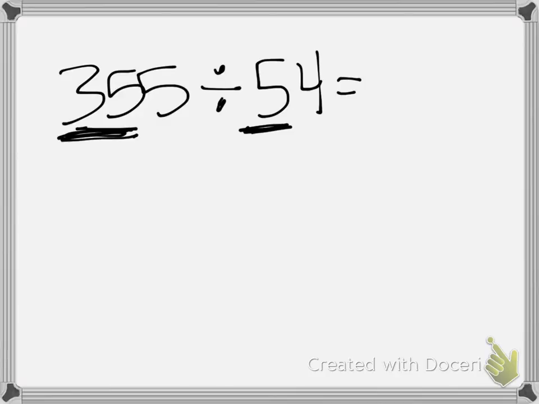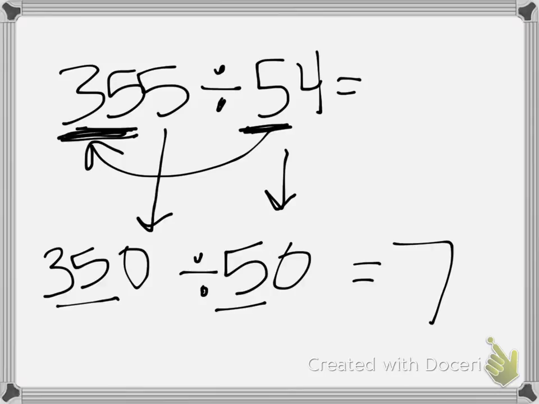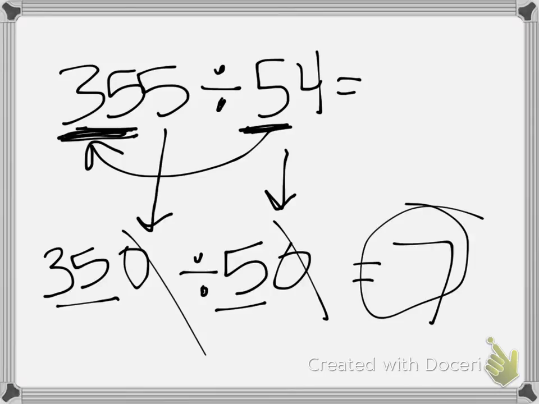And I'm going to say that you switched this to 50. And I'm going to say that you said, well, 5 can already go into 35. So let's just keep that 35 and make this a 0. 5 can go into 35 how many times? 7. And the zeros cancel out. So your answer would be 7.